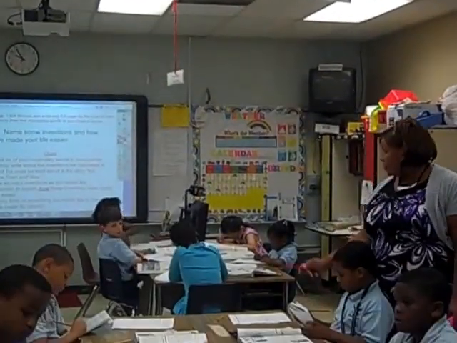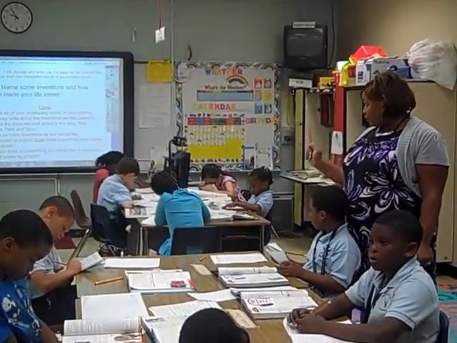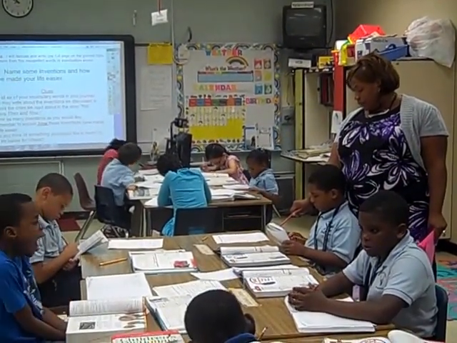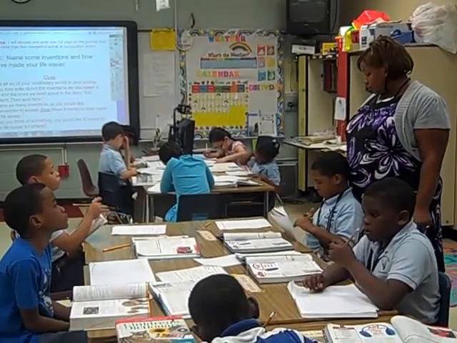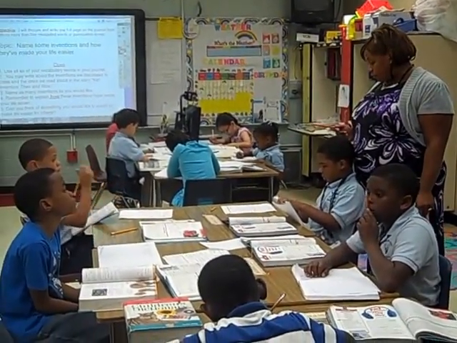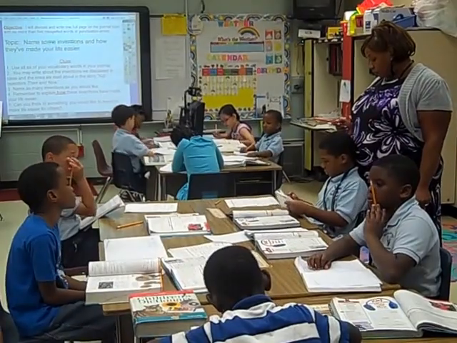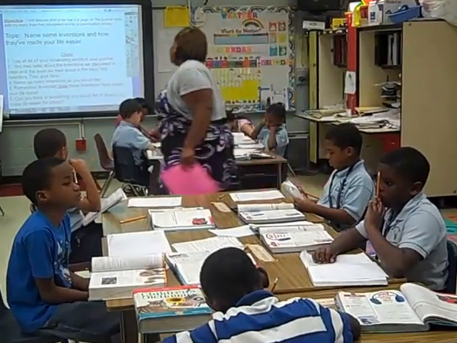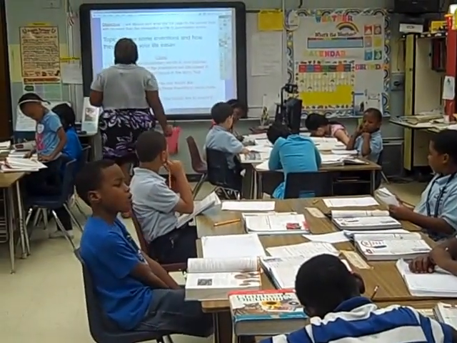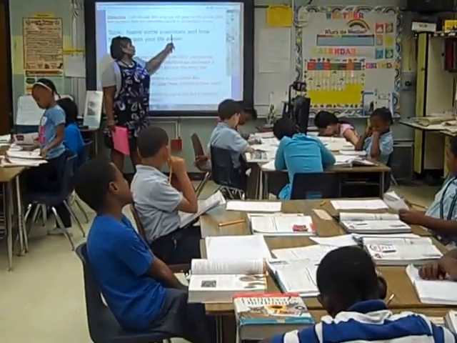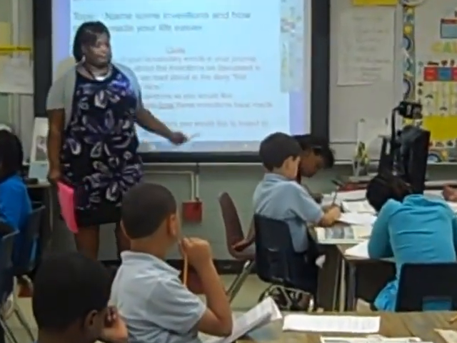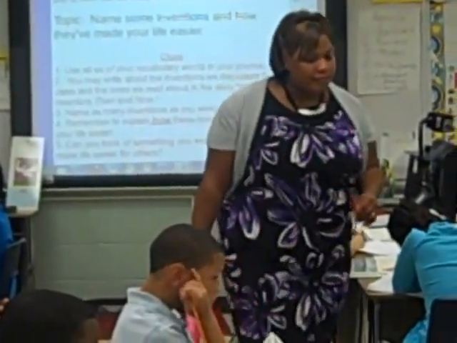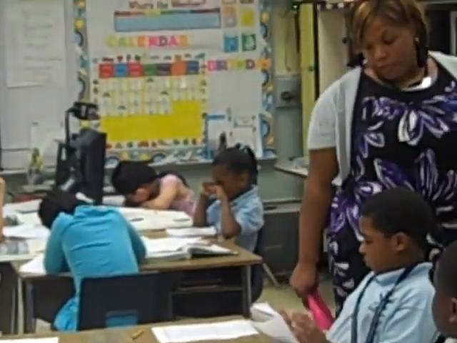Look at how I spell inventions on the board. Name some inventions. How did I spell it? Look at how you spelled it. You're missing what letter? Look at the board, Charles. Right here, look. Look on the board. Right here. Look and see which letter you're missing. Good job fixing that letter, Cameron. Good job fixing the word.